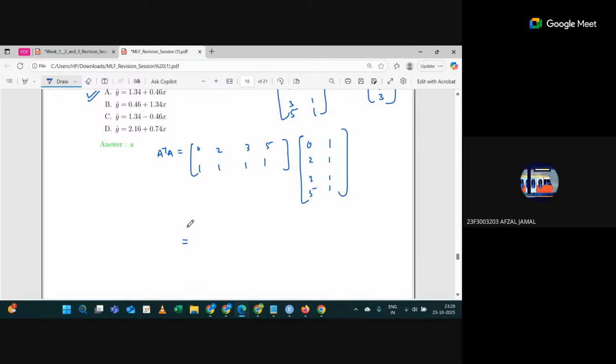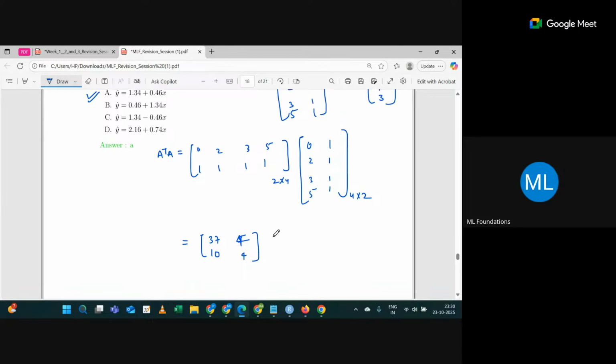0, 2 plus 9 plus 25, 37, and 5. So basically this is 2 cross 4 times 4 cross 2. Going row wise, 37 and 5, then 5 and 4. And what about the second row? So 10 and 2 plus 3 plus 5, right? 10 and 4. Okay, so this is A transpose A.